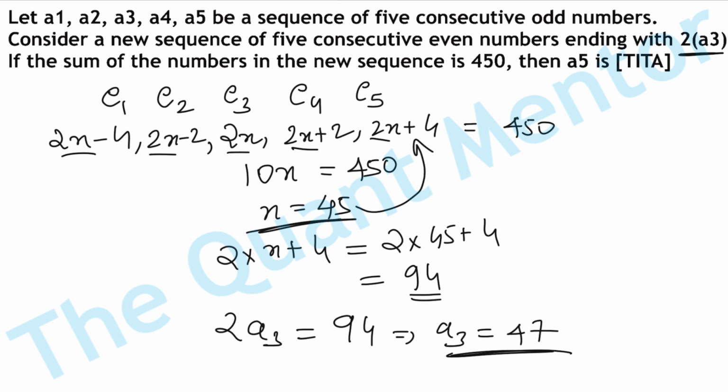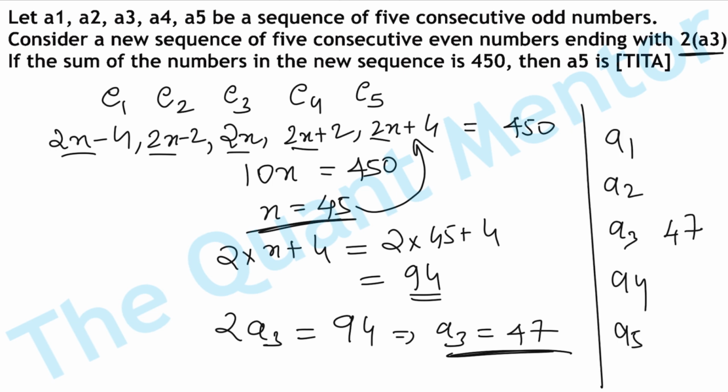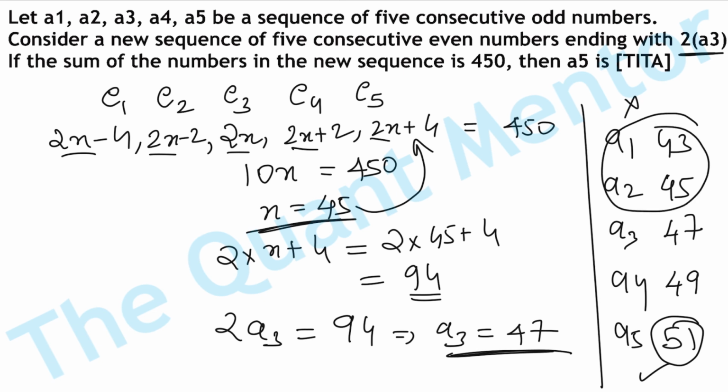That's it. So now this question tells me that A1, A2, A3, A4, A5 is a set of 5 consecutive odd numbers. If A3 is 47, A4 will be 2 more, 49, and A5 will be 2 more, 51, and that's the answer to my question. You can figure out 45 and 43 as A1 and A2, but that's not required in the question anywhere, so we can leave it. Our answer will be A5 being 51.